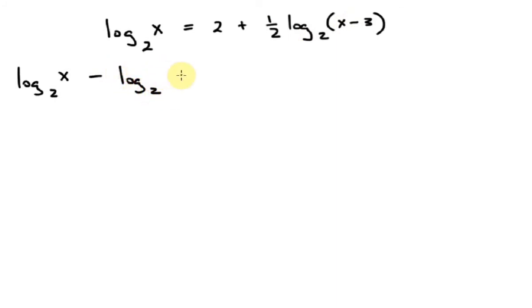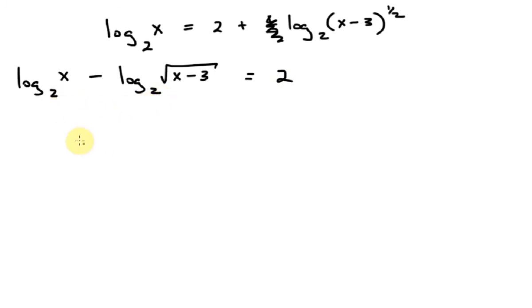Now, x minus 3 to the 1/2 is the same as the square root of x minus 3. All I've done is taken this 1/2 and said, let's take that out and bring it in as an exponent. And then instead of writing it as a power, we'll write it as the square root of. And on the right side, I still have a 2.